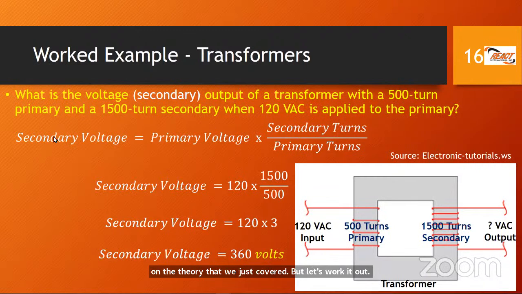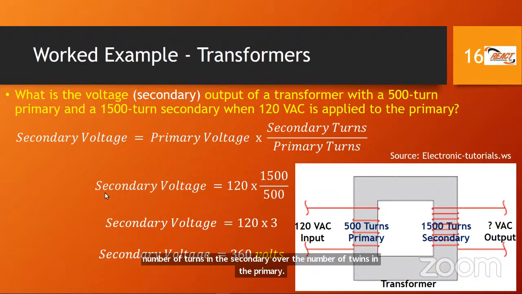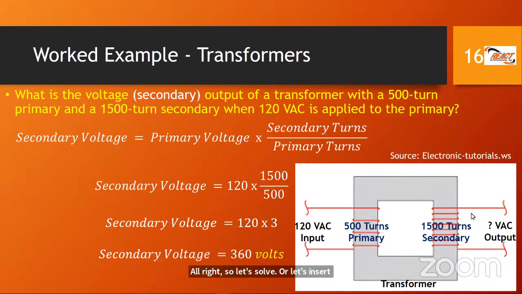So again, we use the formula that says the secondary voltage is equal to the primary voltage multiplied by the turns ratio. And what is the turns ratio? The turns ratio is the number of turns in the secondary over the number of turns in the primary. All right, so let's substitute those values and solve for what the secondary voltage or the output voltage is.